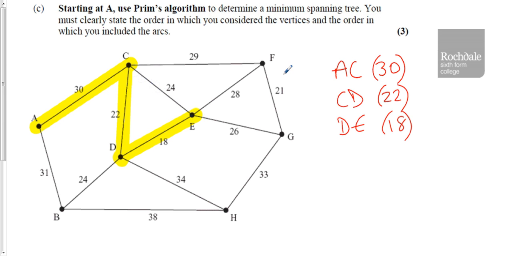The options now are AB, 31, or DB, 24, or DH, 34. Remember, CE is not an option. It doesn't connect a new vertex. EG is an option because it connects G. Likewise, EF would be an option, and CF would be an option. Out of all those options, 24 for BD is the smallest number. So BD 24 is the next edge.